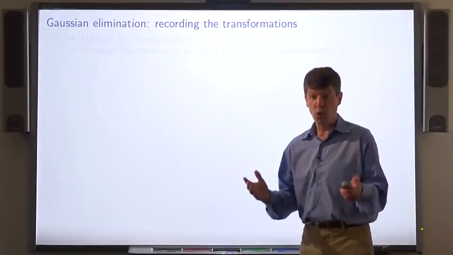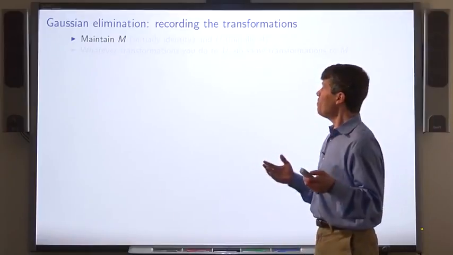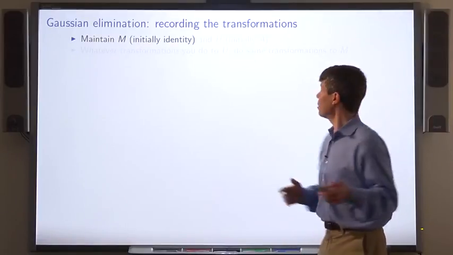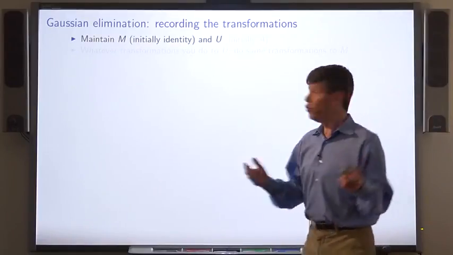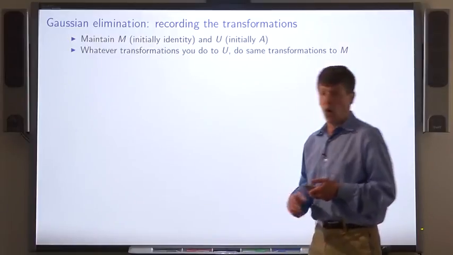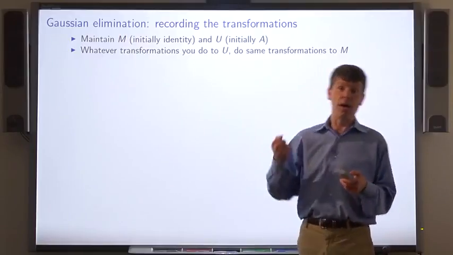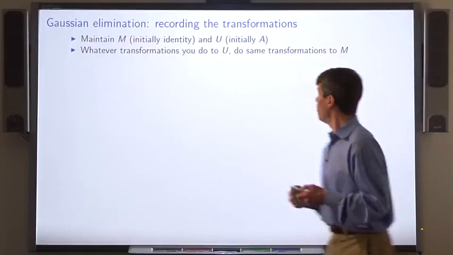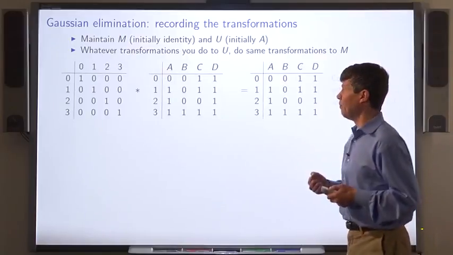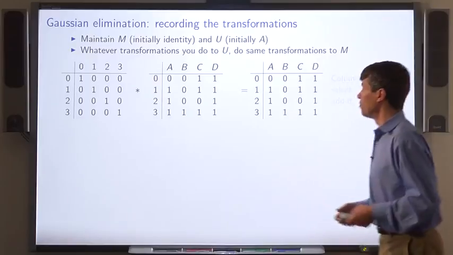Here's how we record the transformations. We maintain a matrix M, which is initially the identity matrix, and a matrix U, which is originally the input matrix A. And whatever transformations you do to A to move it towards echelon form, you do the same transformations to M. So let's go through Gaussian elimination.